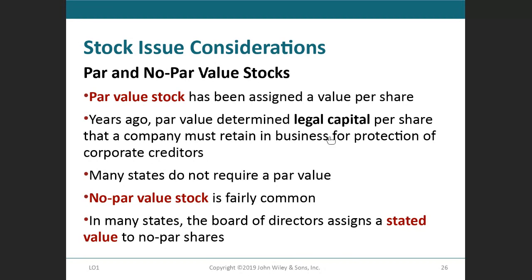Before, the par value was something that the company had to maintain in capital. They had to have the capital equal to the par value, but it's no longer the case. Many states do not even require the par value, so you may have stocks with no par value. And some states in the US have something called a stated value. Stated value is similar to a par value. When there is no par value, the board of directors can give a stated value.